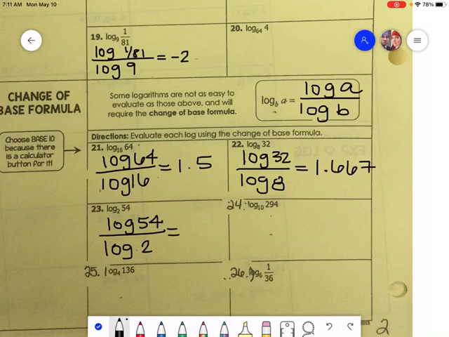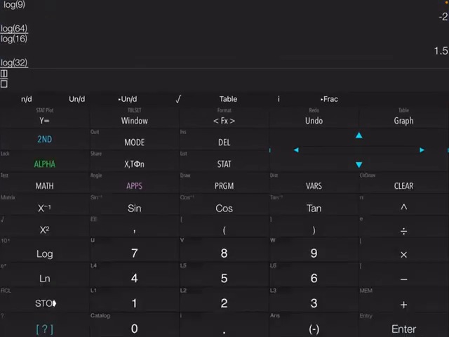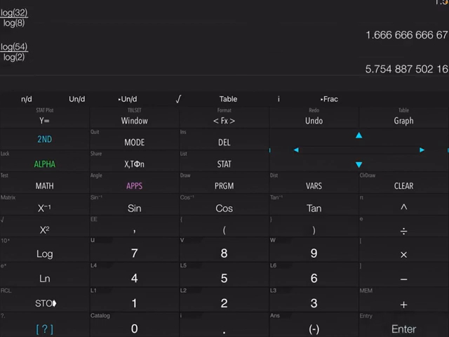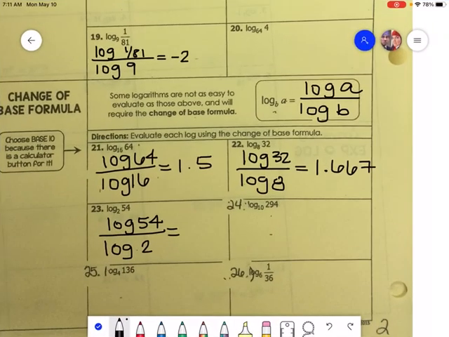Okay. Coming on over to our calculator. Give myself the fraction. Log 54 on top and log 2 on bottom. And I get 5.7548. Okay, so again, we're going to go 3 decimal points out. So that 8, is that above or below 5? It's above. So that means we're going to round that 4 up to a 5. Good. So that is 5.755.